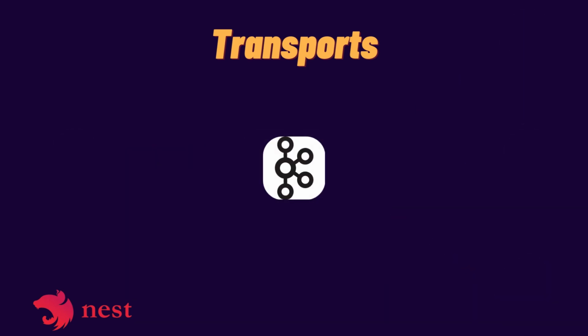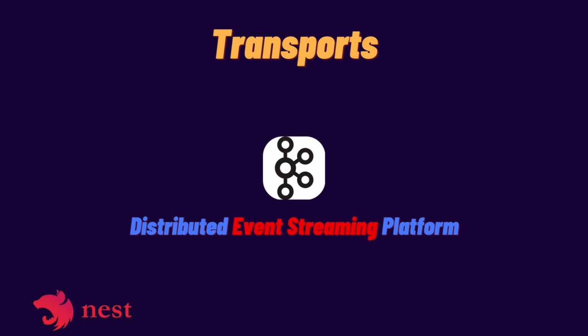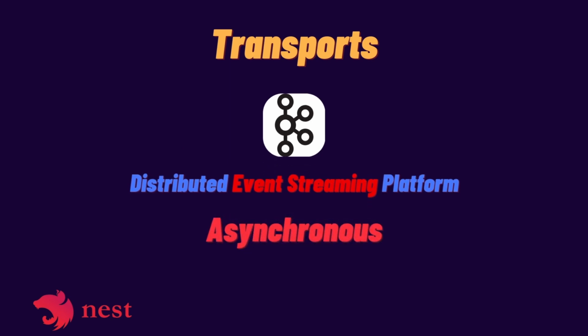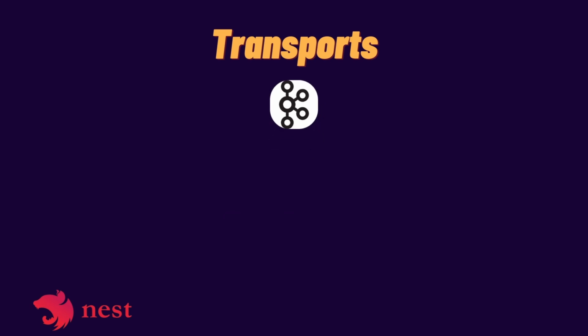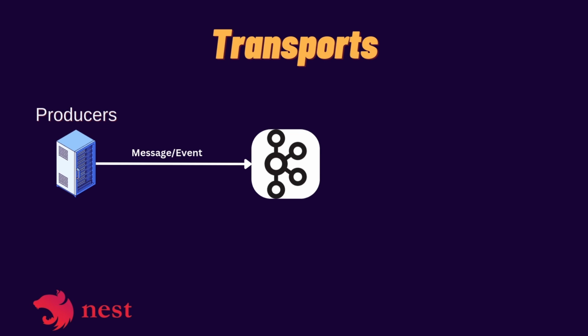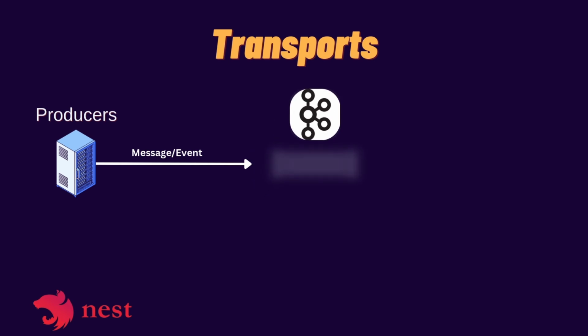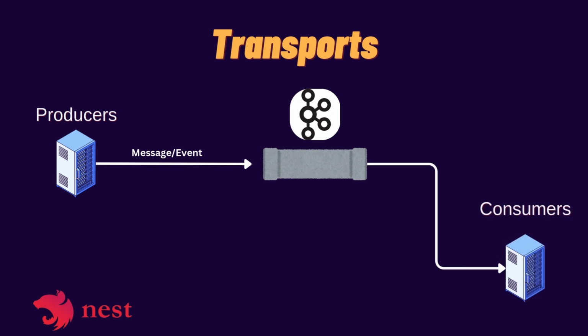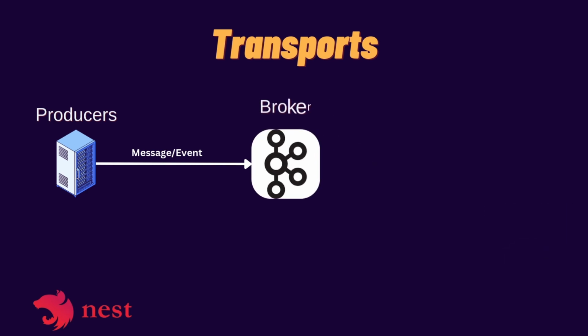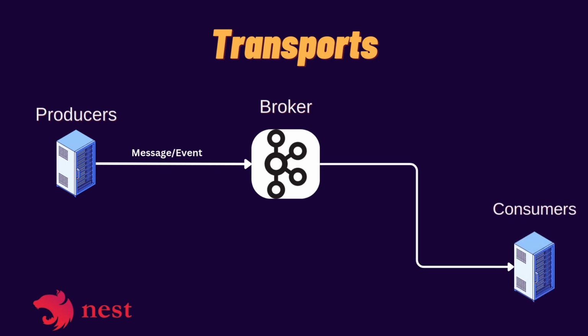Next, we have Kafka. Apache Kafka is a distributed event streaming platform used for asynchronous communication between microservices. In Kafka, we have three main elements. Producer, which is a microservice that publishes messages or events to a Kafka topic. In Kafka, a topic acts as a channel that producers write data into and consumers read data from. The next element is the broker, which actually stores and manages messages in topics. And the third element is the consumer, which is a microservice that subscribes to a topic and processes incoming messages asynchronously.